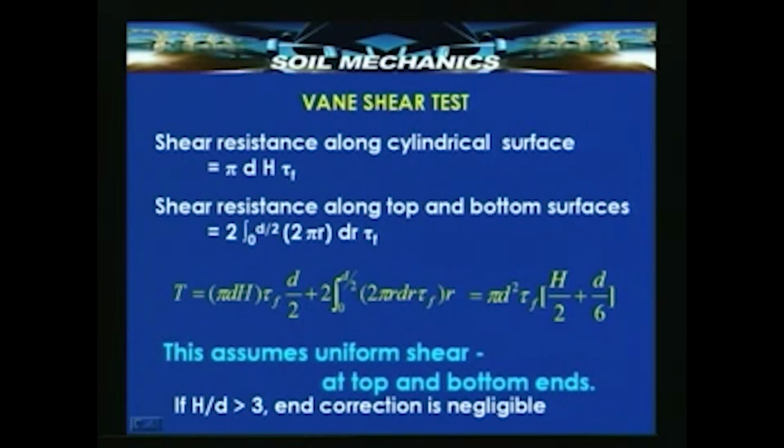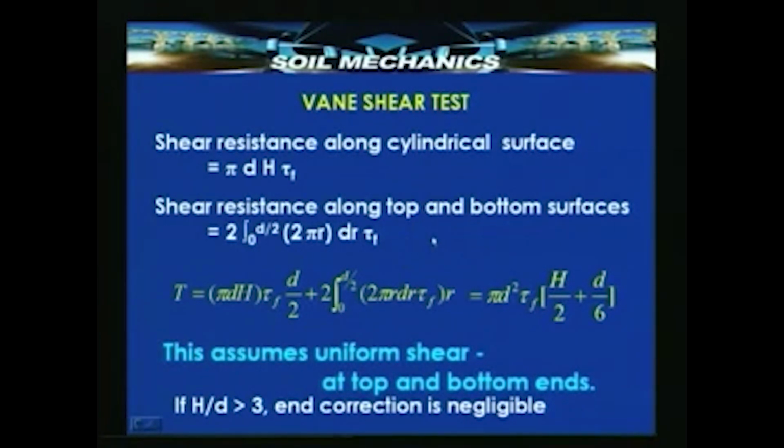Why do we consider a cylindrical surface? It is very easy to imagine. As the torque is applied and the vane rotates, it cuts a cylindrical surface through the soil, and therefore the shear resistance of the soil is mobilized along this cylindrical surface. If tau f is the unit shear resistance, then pi d h, which is the surface area, into tau f becomes the total shear resistance along the side cylindrical surface.